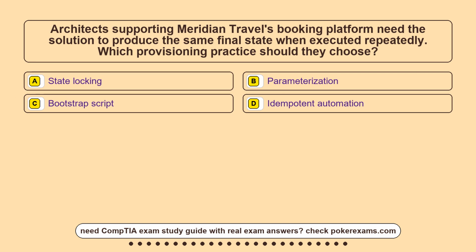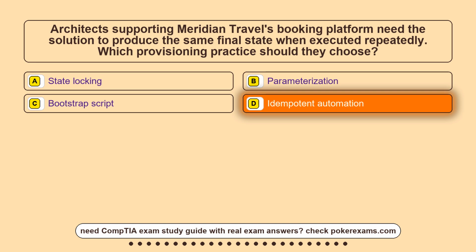Question 8. Architects supporting Meridian Travel's booking platform need the solution to produce the same final state when executed repeatedly. Which provisioning practice should they choose? Option A. State locking. Option B. Parameterization. Option C. Bootstrap script. Option D. Idempotent automation. The correct answer is option D.